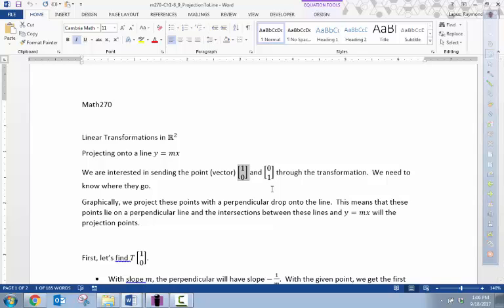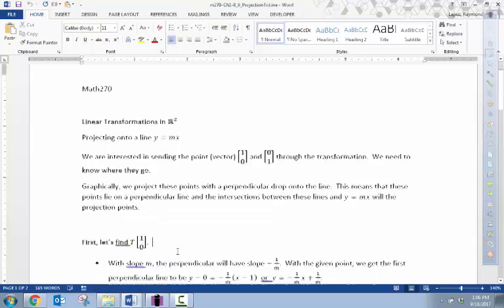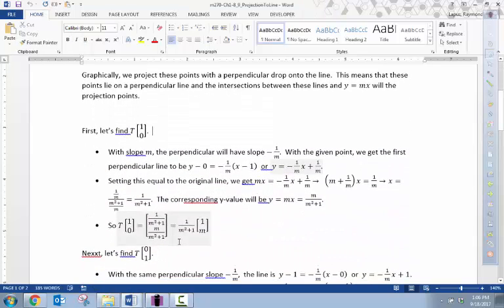So let's take a look at what happens with the point 1, 0. And when we did our example, we projected it onto the line y equals 1/2 x. So we can use that as an example to see if we get the same answer.